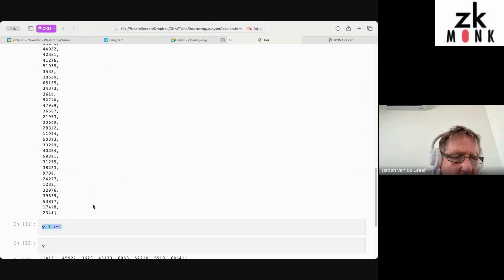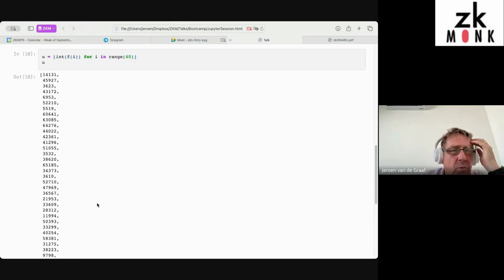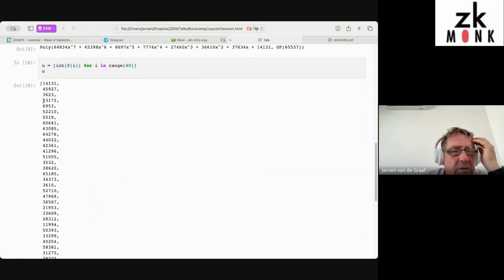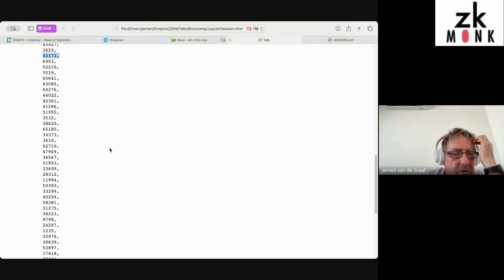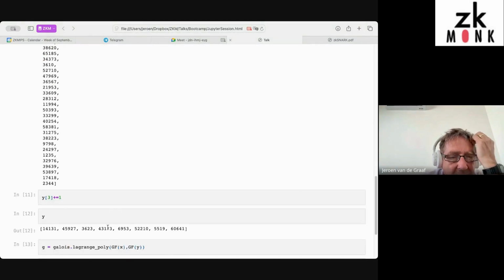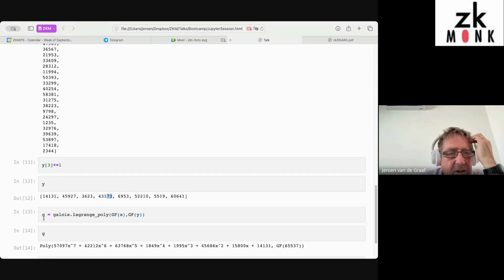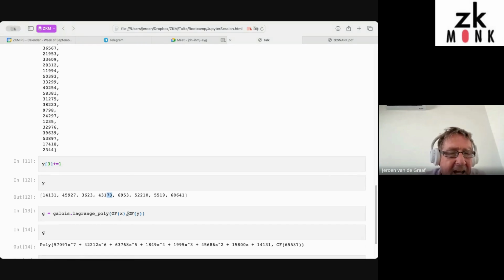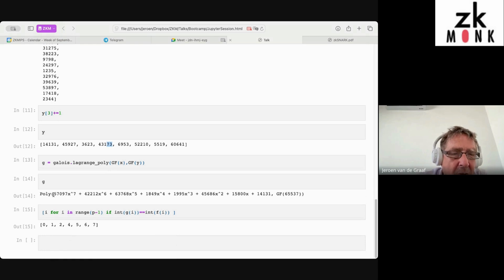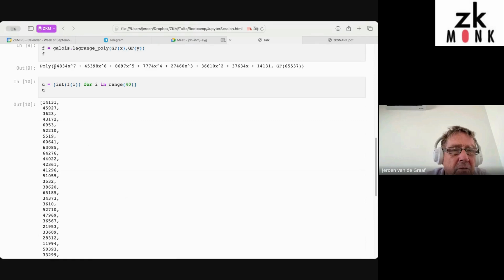What I'm going to do is just change one bit. I'm going to increment the y value. So the y value is this one. I'm going to increment it from 72 to 73. So this is what you will see here. It's incremented from 72 to 73. Now I'm going to again interpolate the polynomial, and well, it's not obvious, but this polynomial is completely different from this polynomial.